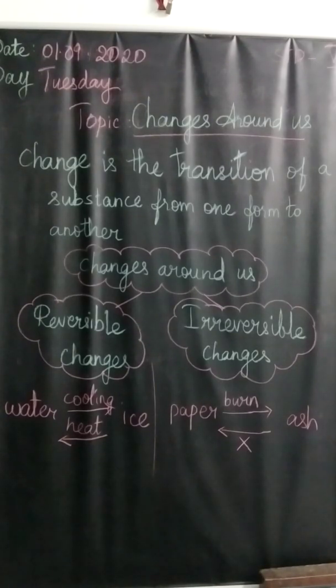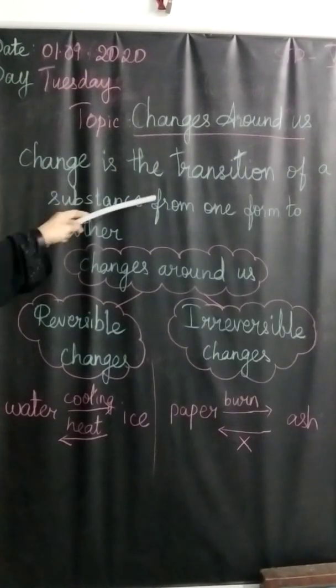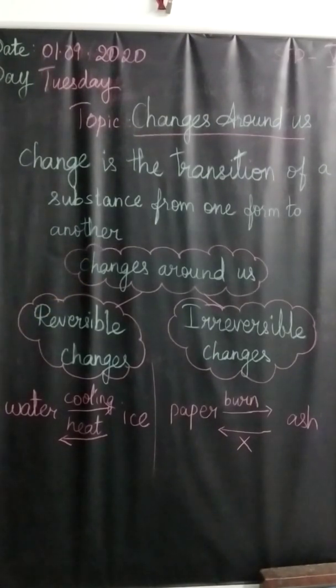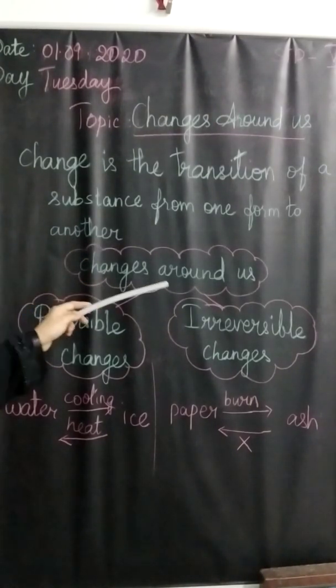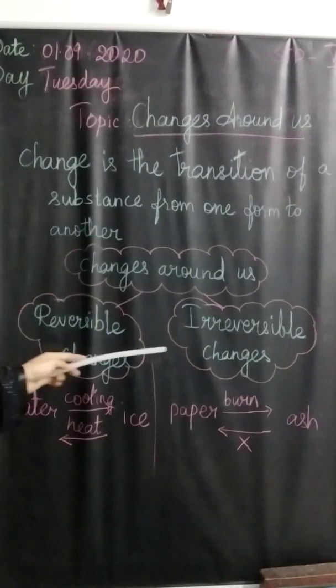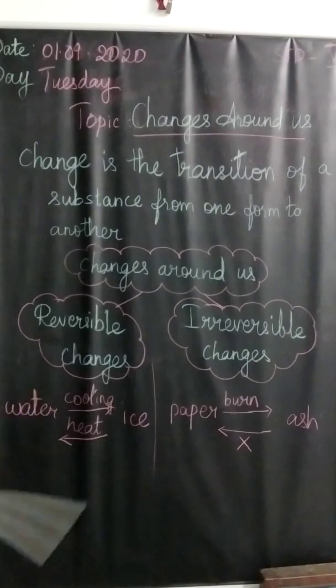And also your height and weight increase, hair grows, nails grow. So everything is part of a change that happens around us. In science, we say change is the transition of a substance from one form to another form. There are two types of changes that happen around us. They are reversible change and irreversible change.